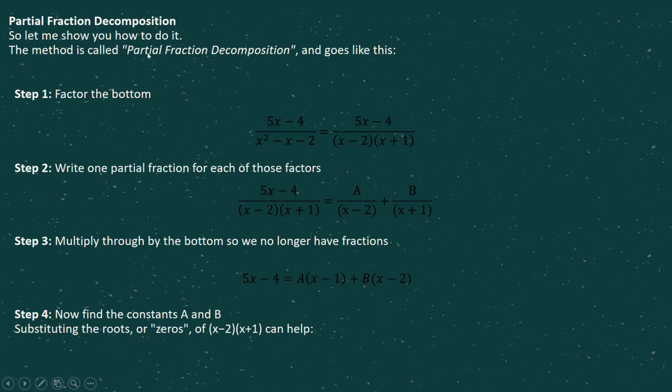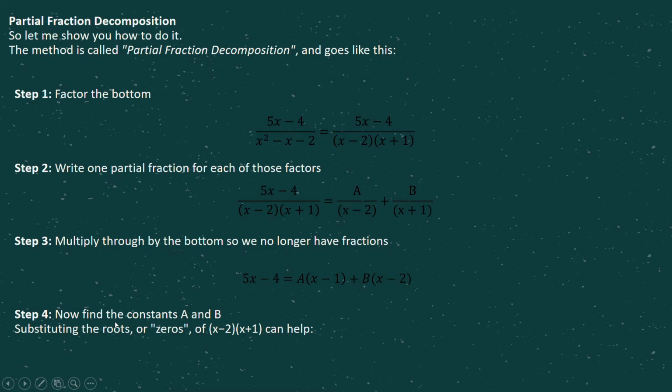Partial fraction decomposition. So let me show you how to do it. The method is called partial fraction decomposition and goes like this. Step 1, factor the bottom and it becomes like this. Step 2, write one partial fraction for each of those factors, and we must put the constants A and B. Step 3, multiply through by the bottom so we no longer have the fraction. We multiply both sides with the bottom and we get like this.